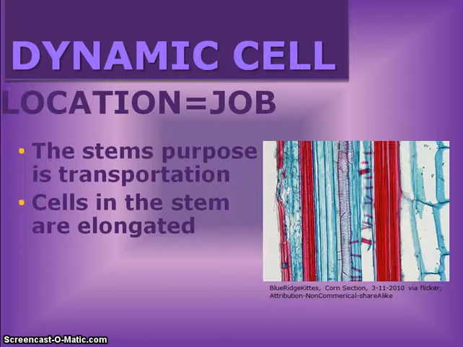Talking about the dynamics of the cell, I have a couple examples, starting with the stem. The stem's purpose is transportation, and therefore the cells in the stem are elongated, meaning that they are longer than they are wide, and they act much like straws, moving water from the roots to the stem, or from the roots to the leaf, and food from the leaf to the root.